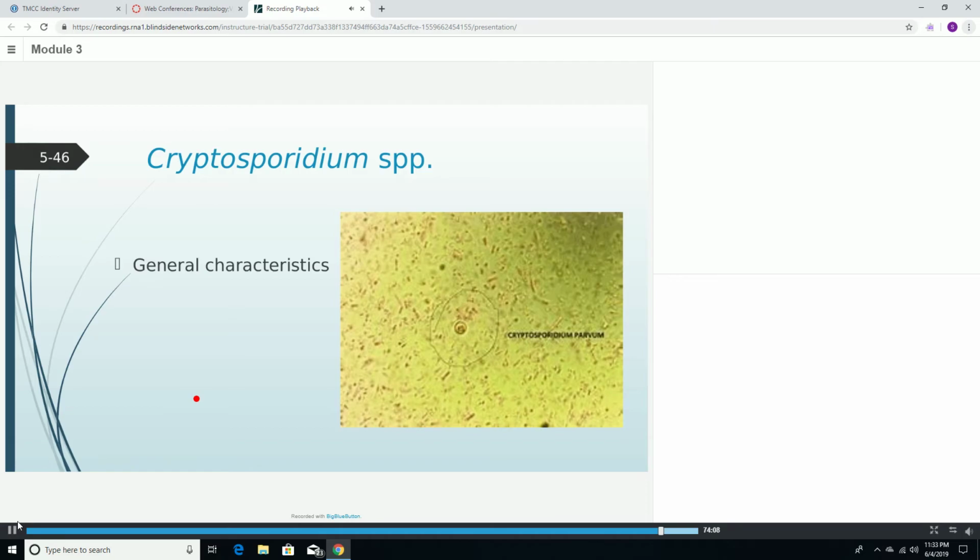But immunodeficient patients, such as those with AIDS or people receiving immunosuppression drugs, often develop chronic diarrhea after this infection. And this Cryptosporidium species, Cryptosporidium hominis, could actually be deadly for certain patients. And you can see it's a really small organism in this picture here.